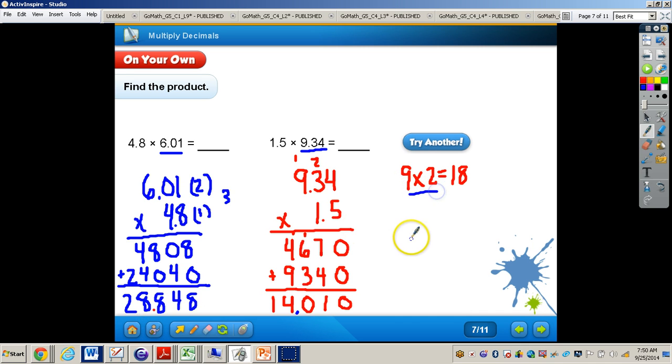I used estimating for the next problem. 9 times 2 gave me 18. My final answer was 14,010, and then I knew that that 18 was close to 14, so I put my decimal point to the right of the 4.